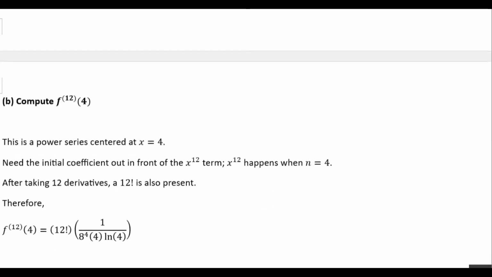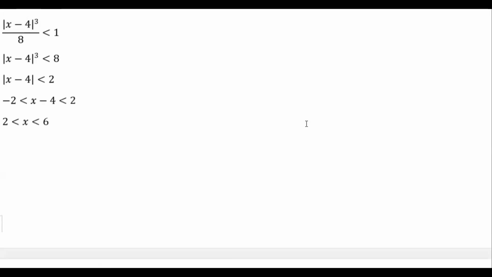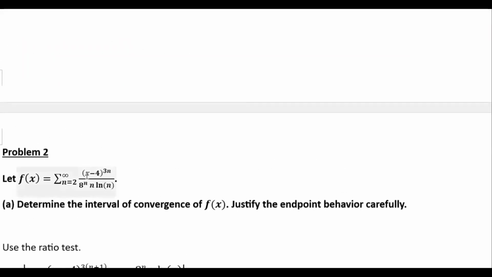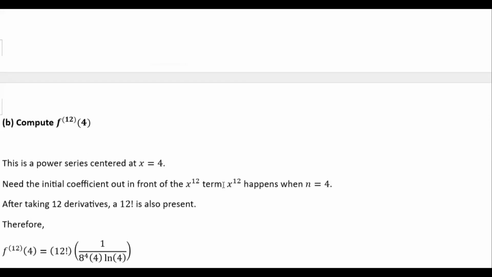Okay, now to answer this part, the 12th derivative at 4, this is a very standard problem. This is a power series centered at 4. So when we plug in x is 4, a lot of things would go away. Let's go back here. Right? When we plug in x is 4, it'll be 0, right? So in the expanded form, a lot of things would go away.